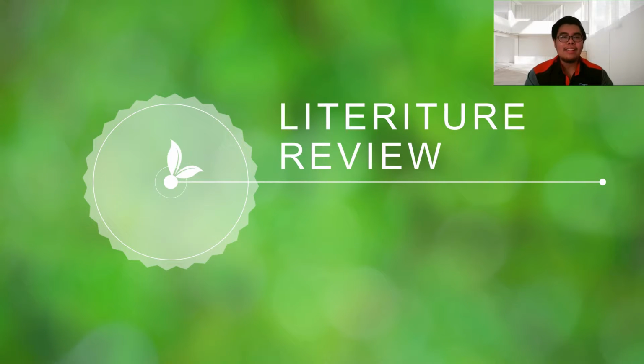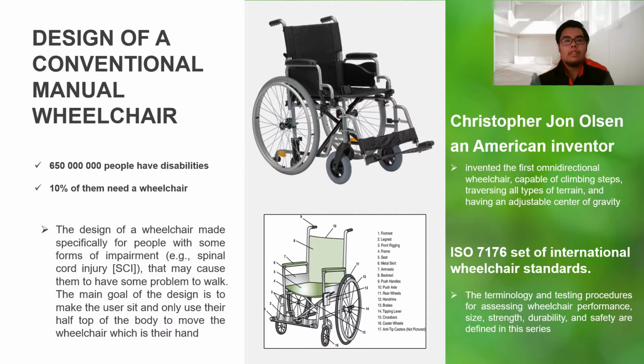Assalamualaikum, and my name is Amirul Iman, and I'm going to explain about the literature review. Next, the design on the conventional manual wheelchair. There are about 650 million people that have disability in the world, and 10% of them need a wheelchair. Now, what is the design of wheelchair? Design of a wheelchair makes specifically for people with some form of impairment, such as a spinal cord injury. They may cause them to have some problem to walk. The main goal of this design is to make the user to sit and only use the top half of the body to move the wheelchair with their hand.